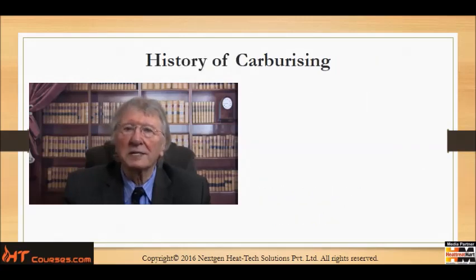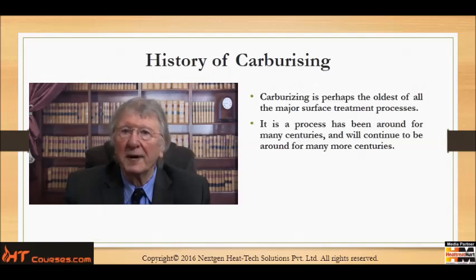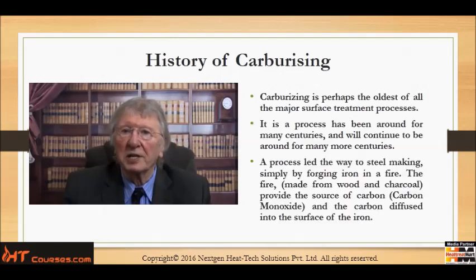Why carburize? Carburizing is perhaps the oldest of all the major surface treatment processes. It is a process that's been around for many centuries and will continue to be around for many more centuries. A process that's led the way to steel making simply by forging iron in a fire. The fire, made from wood and charcoal, provides the source of carbon, which is carbon monoxide, and the carbon diffuses into the surface of the iron.